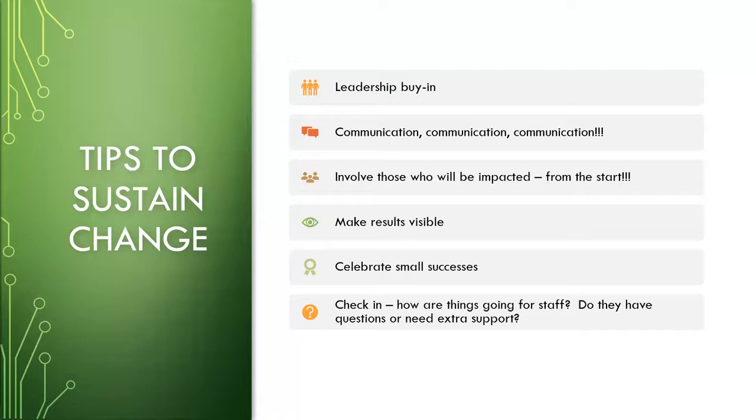And that actually ties into my last point about checking in with staff. How are things going for them? Do they have any questions or concerns, or do they need extra support in one area or another? So if you make sure to really look at these 6 tips and involve them and really incorporate them into your process, you'll have higher rates of success for sustaining this change that you hope to see.